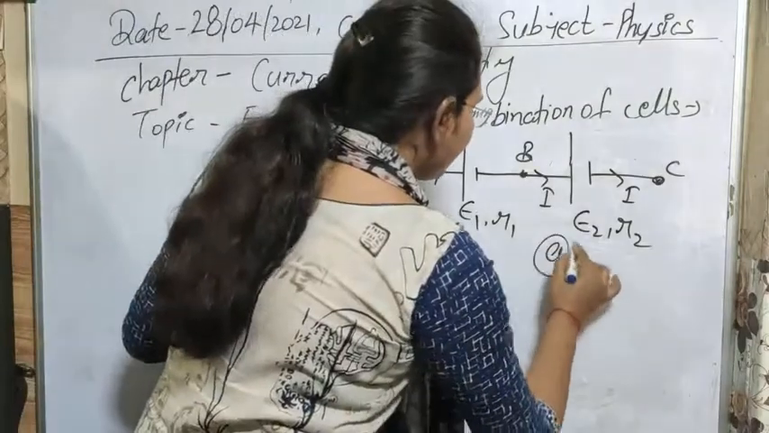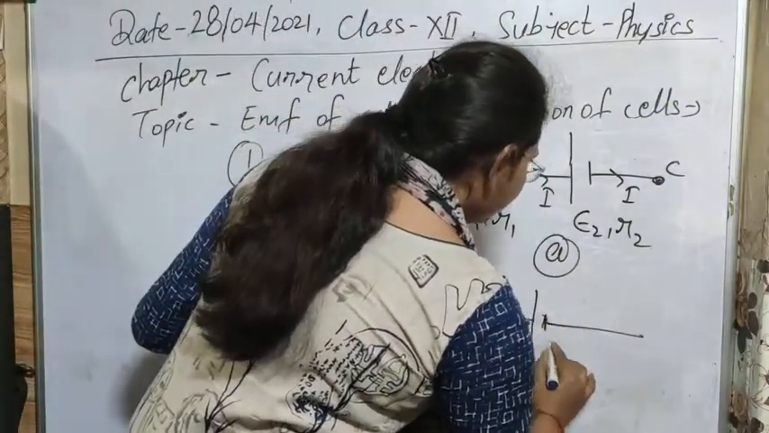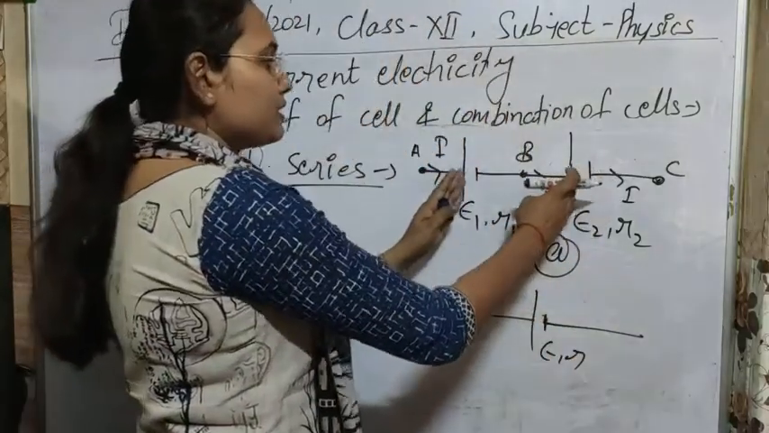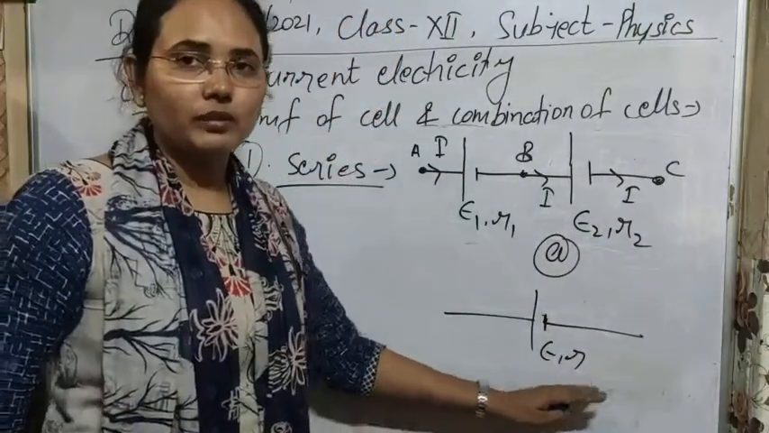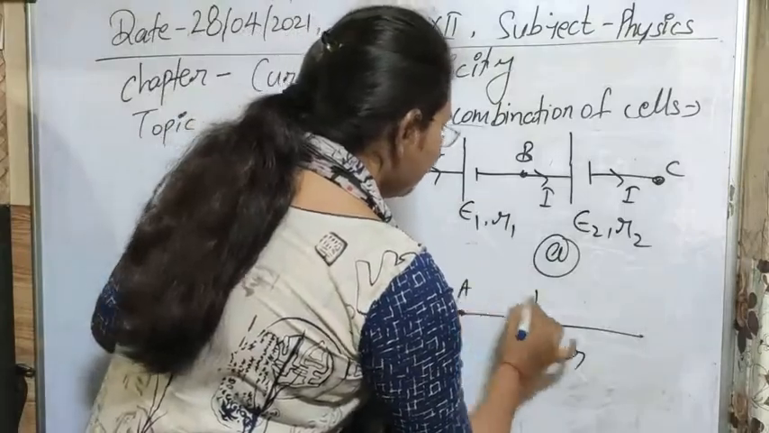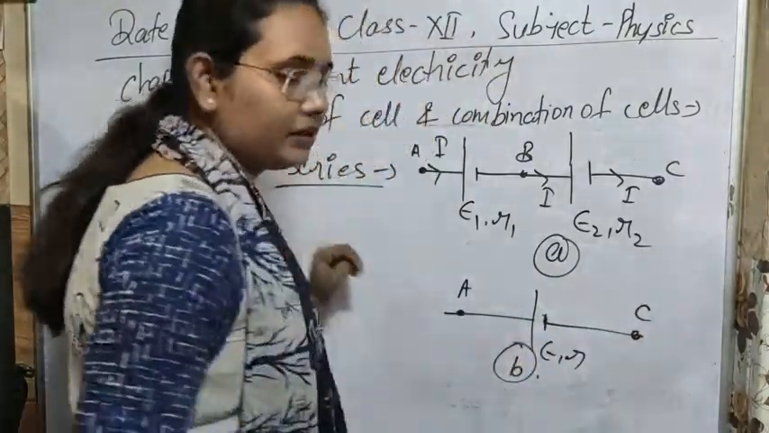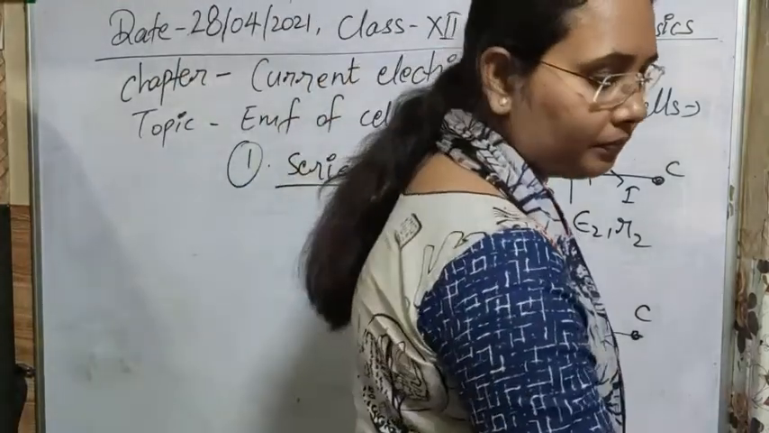Suppose this is our figure A, and we are replacing these two cells by a single cell with values epsilon and R. So we have to find epsilon and R in terms of these two. Suppose this is our point A, this is our point C, and this is our figure B that we have here.